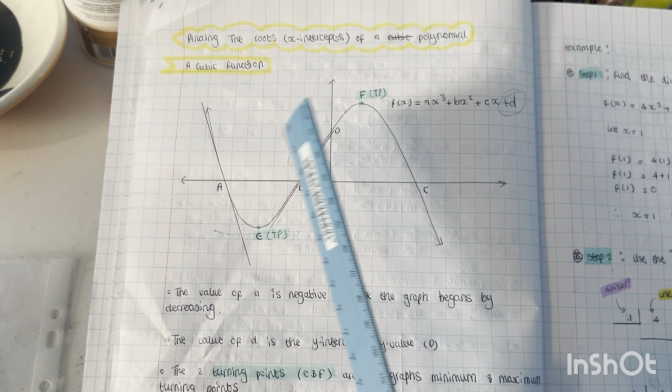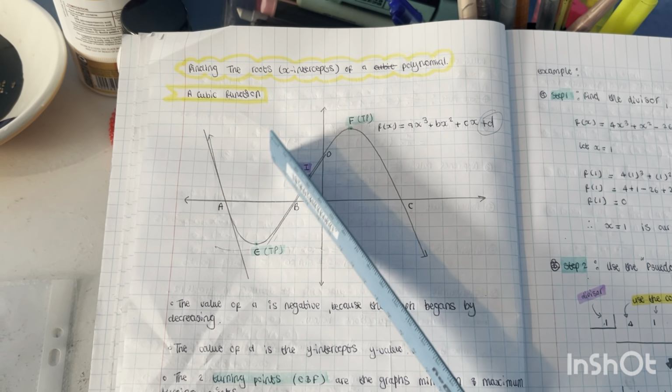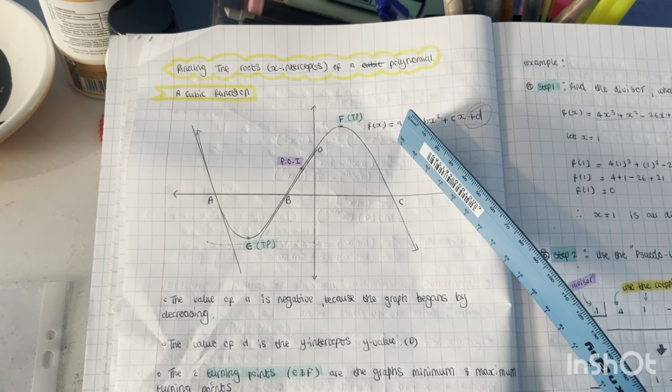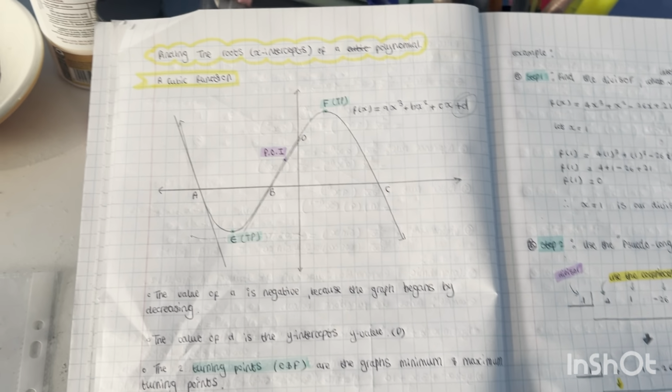Because a cubic function can start by decreasing, or a cubic function can start by increasing, right? So how do I know which one it is? So firstly, I want to bring your attention to your A. If your A is positive, you start off by increasing. If your A is negative, you start off by decreasing.